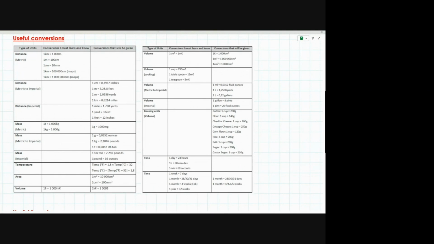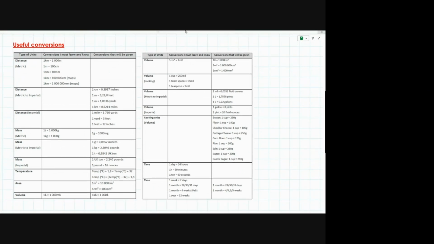Obviously, you can't take it into your exam with you, but maybe while you're studying or revising the section, or even just going through a past paper in general. I just find this is quite a useful little tool for you, especially if you aren't super comfortable with conversions. It just gives you a little bit of a helping hand.